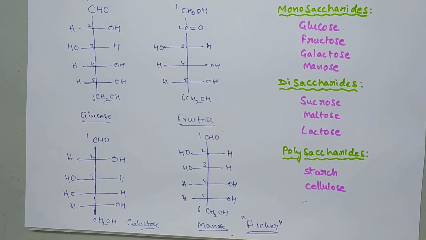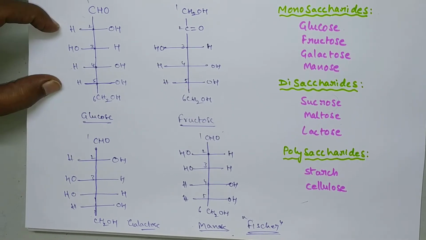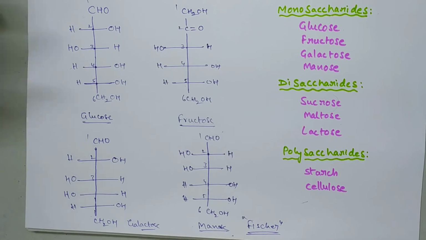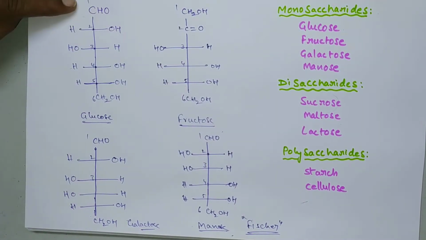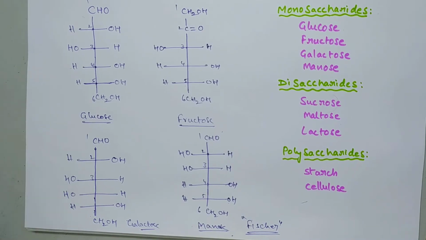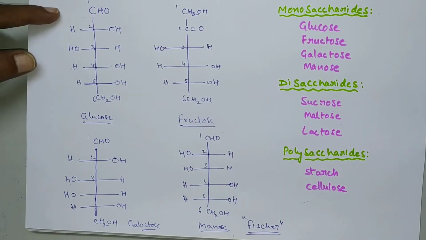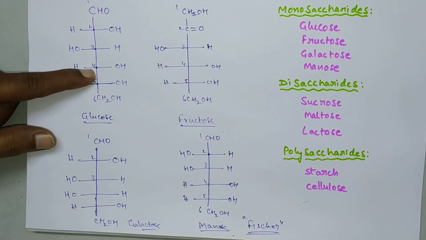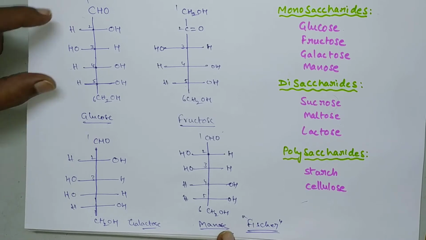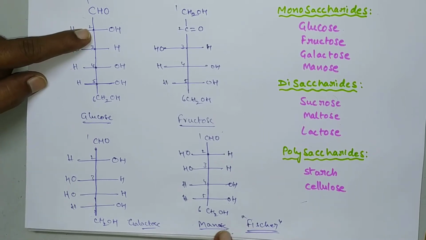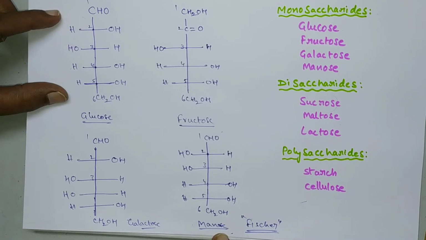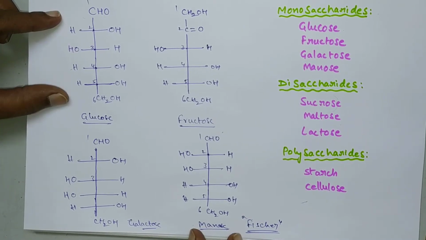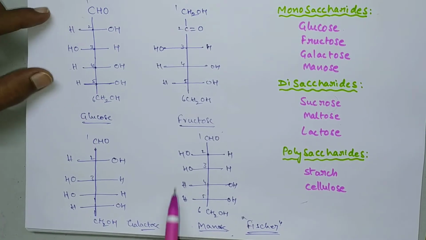We have to learn how to convert these Fischer structures into Haworth structures. This is glucose and this is fructose, with the keto group at the second carbon, while here the aldehyde is at the first carbon. To obtain galactose we have to interchange the fourth carbon of glucose. To obtain mannose we have to interchange the second carbon of glucose. So this is mannose. Glucose and mannose have a mirror image relationship at the second carbon.